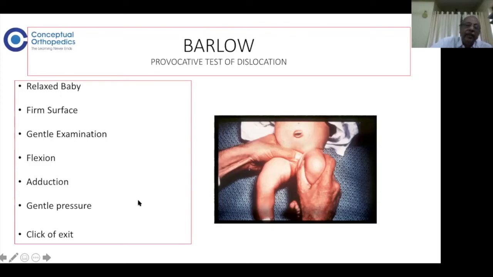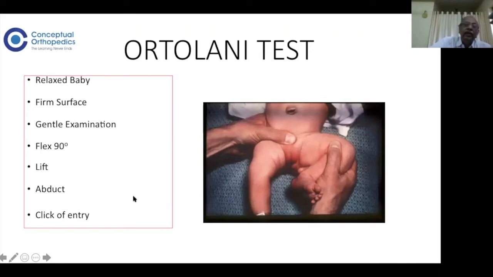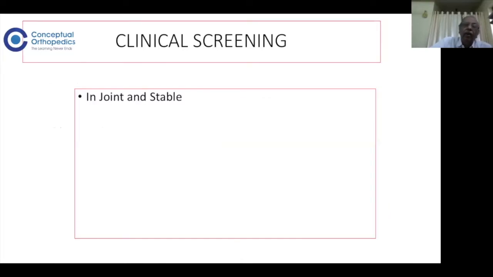While in the Ortolani test, you relax the baby, again on a firm surface, gentle examination, flex the hip to 90 degrees. You keep your fingers over the trochanter and you lift and abduct. You can feel the click of entry. So this is a dislocated but reducible hip. So the Ortolani test is for a dislocated hip, and Barlow's test is for a dislocatable hip. When you do these tests, if you find that the hip is in-joint and stable, that means it is a normal hip.